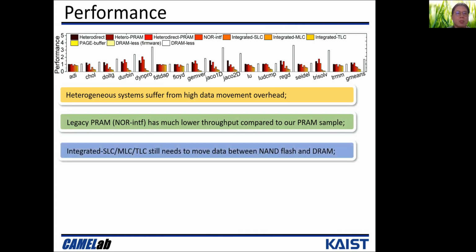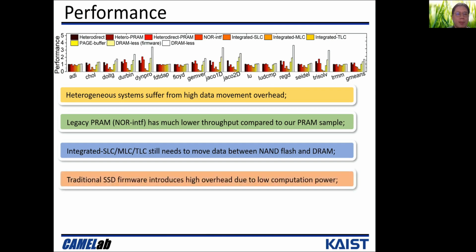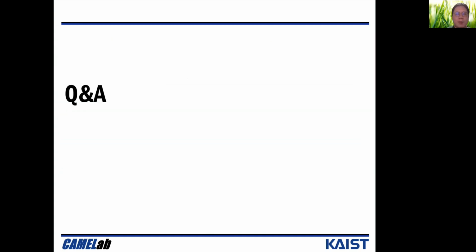The third comparison is the integrated SLC, MLC, and TLC. They still require moving data between the NAND flash and the coprocessor internal DRAMs, so it will take more time compared to DRAMless. We also compare the traditional SSD firmware with our FPGA-based hardware automation. The traditional SSD firmware introduces high overhead due to the low computation power.